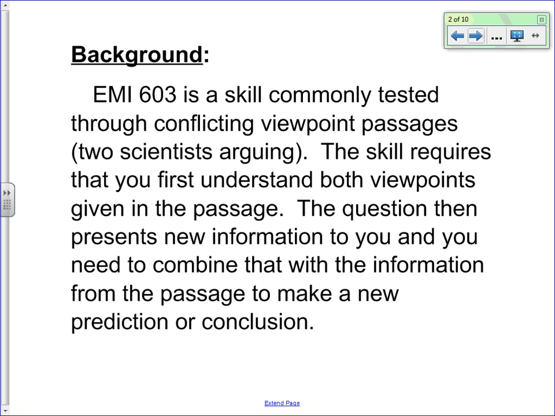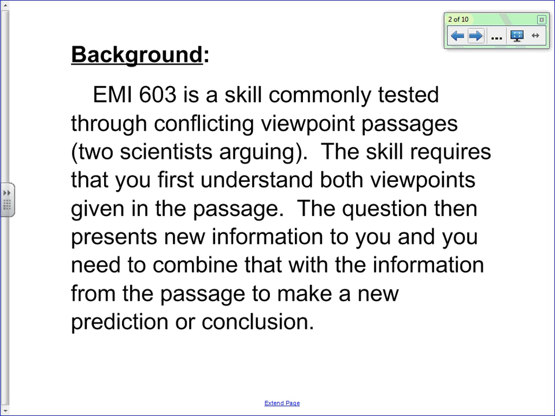EMI603 is a skill commonly tested through conflicting viewpoint passages, two scientists arguing. The skill requires that you first understand both viewpoints given in the passage. The question then presents new information to you, and you will need to combine that with the information from the passage to make a new prediction or conclusion.